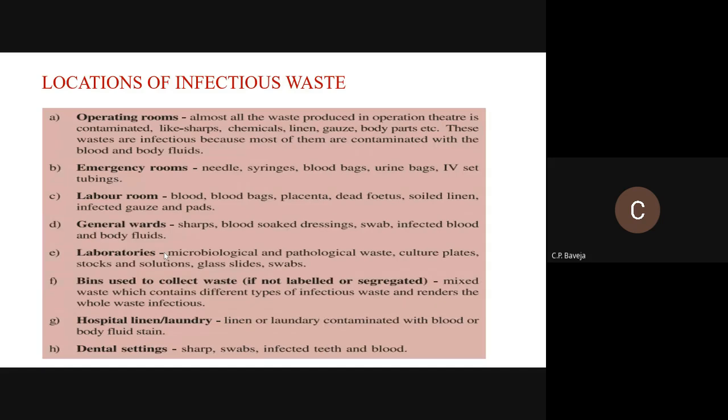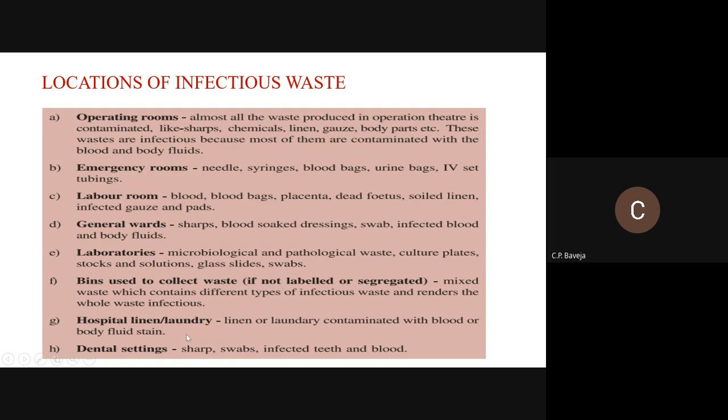Then bins used to collect waste, if not labeled or segregated. It should be labeled which waste is in which bin. And mixed waste, which contains different types of infectious waste, renders the whole waste infectious. So if you don't label it and put everything in one bin, even non-infectious waste becomes infectious, because you are not labeling or segregating it. Segregation of waste is very important to minimize the waste, because segregation tells us which is the infectious waste, and the non-infectious waste you don't have to treat and can dispose of as it is.